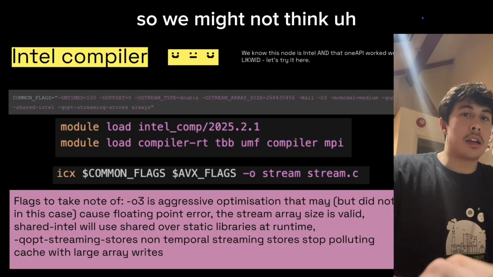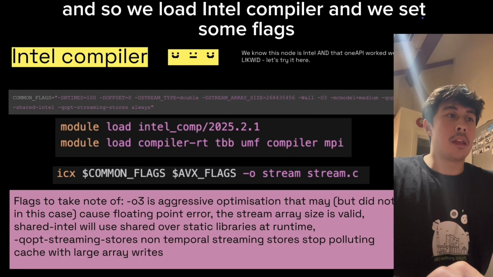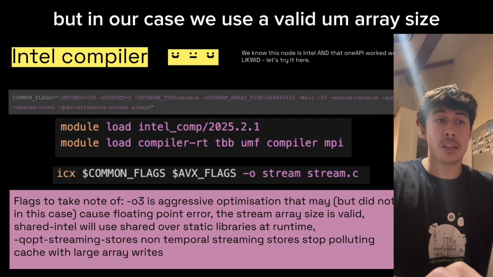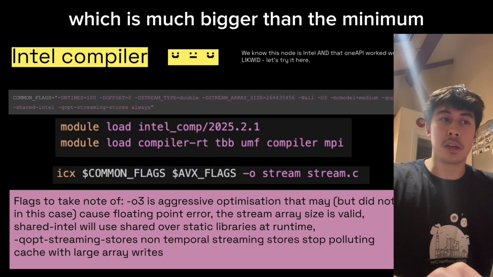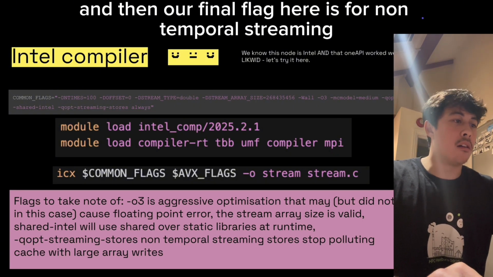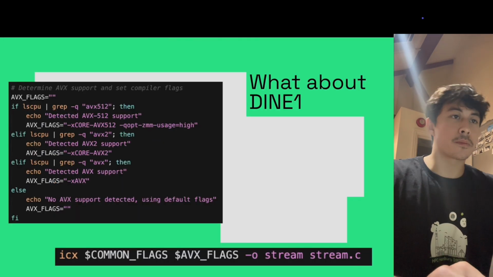So we might now think, okay, let's use an Intel compiler for Dyne 2, right? Because it's Intel. And so we load the Intel compiler and we set some flags. The ones to note are O3, which is aggressive optimization, and it might cause floating point error, but it didn't in our case. We use a valid array size, which is much bigger than our minimum. Shared Intel will use the shared libraries instead of the static ones on runtime. And then our final flag here is for non-temporal streaming, so we don't pull large amounts, or do large array writes to the cache, if possible.